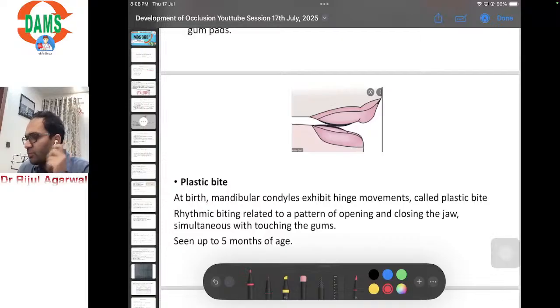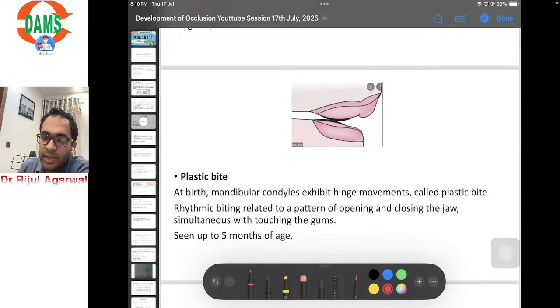Likewise in prosthodontics you must have studied the opening and closing action, and we have studied in orthodontics as well the hinge action of the condyle in the permanent teeth. Likewise, for the child in the predentate period there is a term known as plastic bite. It's a specific term, nothing much to explain, just a term given to the opening and closing action of the jaw and the gums at this stage.